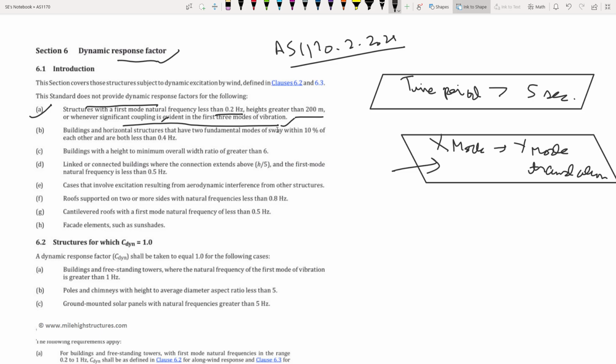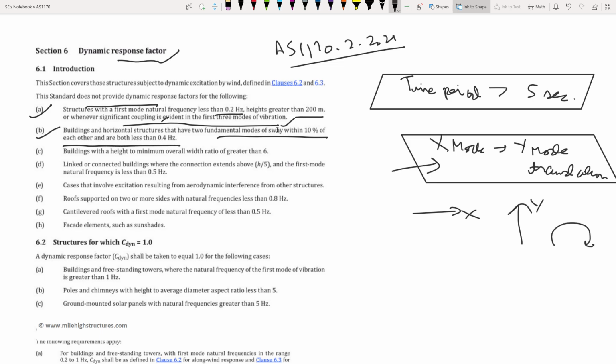Usually the first mode is linear and the translation happens along the x-axis. The second mode is also linear and the translation happens along the y-axis, and the third mode is a torsion, so the building deforms about the center of rigidity. After that, buildings and structures that have two fundamental modes of sway within 10% of each other and both are less than 0.4 hertz.